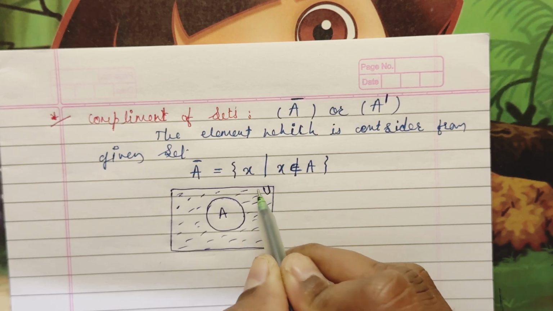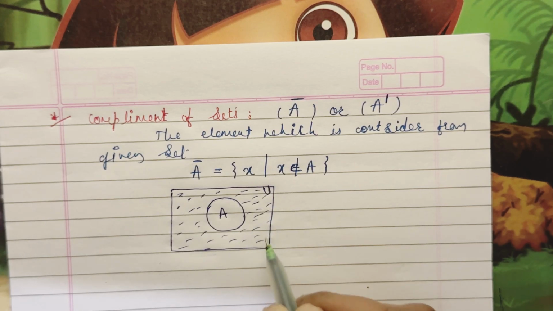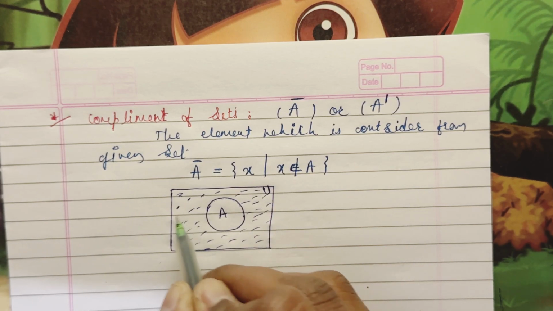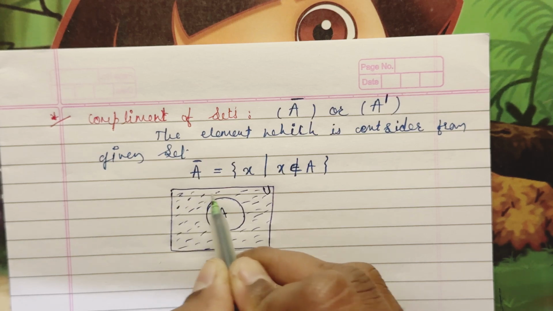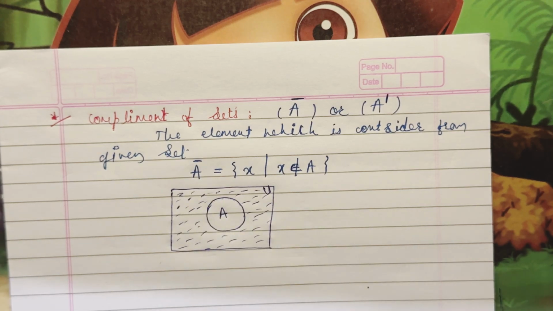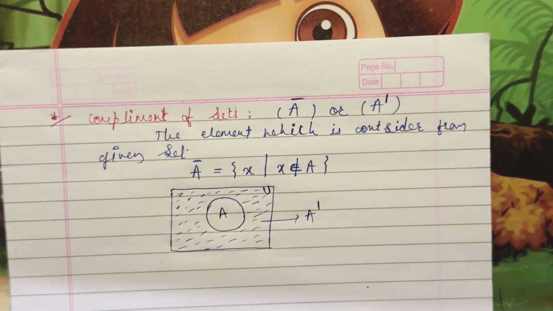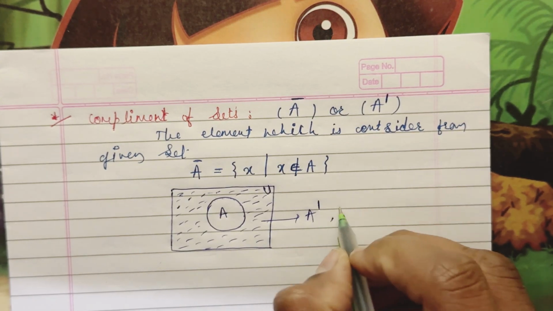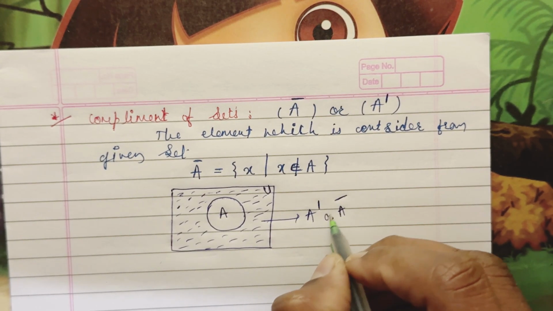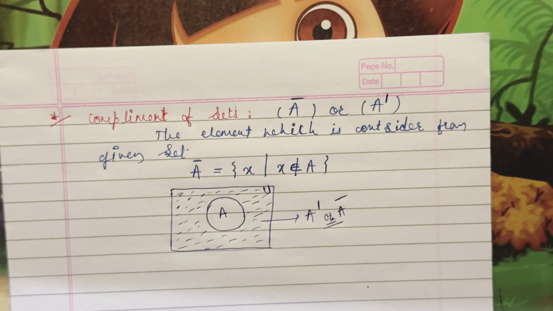This one is our given set, and this is the complement of the set. This one is the A complement, or we write this as A complement like this. Yes, this one is the complement of the set A. By using a Venn diagram, guys, we have represented here the complement of the set.